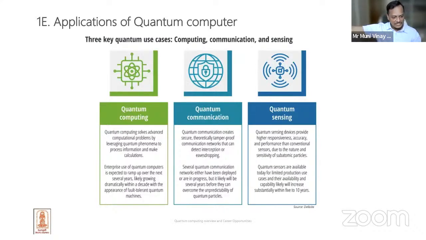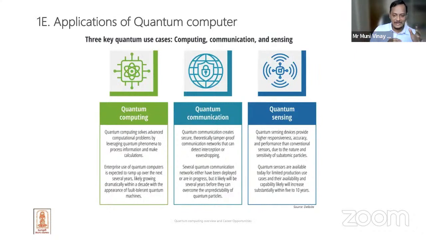Meaning if I change the state here, the second qubit's state also changes, and nobody knows how it happens. Einstein called it spooky action at a distance. I think you can also research this. That's the mind-blowing characteristic of the quantum principle. And then imagine this can be used for quantum communication.